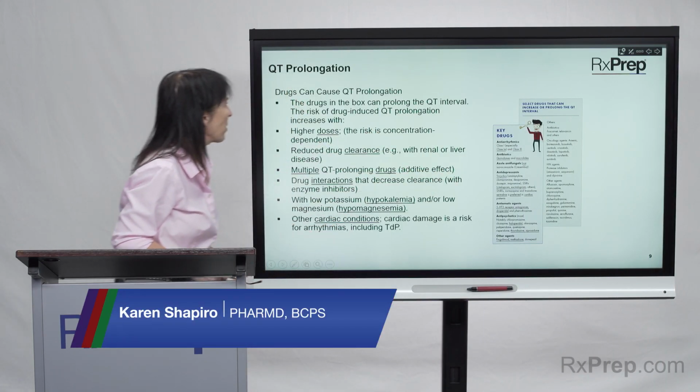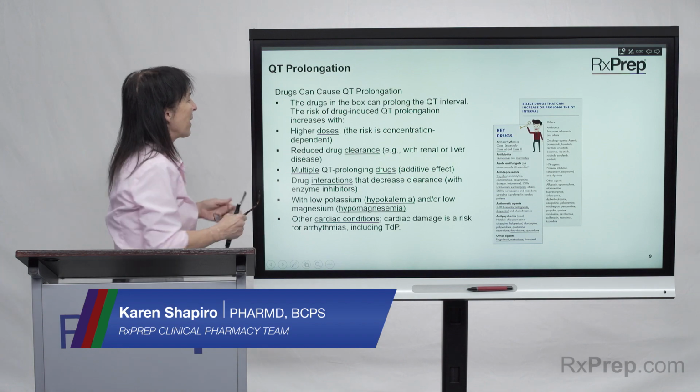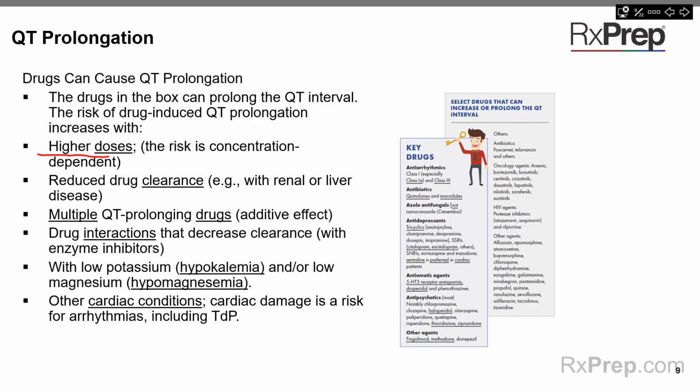These are QT prolongers. I'm going to look at them in a minute. But this is pharmacy, and almost everything is dose related. So if you use higher doses of the QT prolonging agents, you end up with a higher risk of torsades. So this is concentration dependent risk. Reduced drug clearance gives you higher levels because the drug isn't being eliminated as quickly as thought, and that would be renal or liver disease, depending on how these drugs are eliminated.